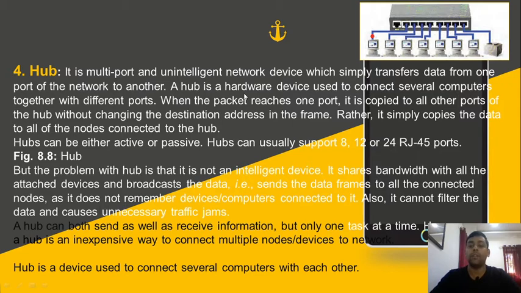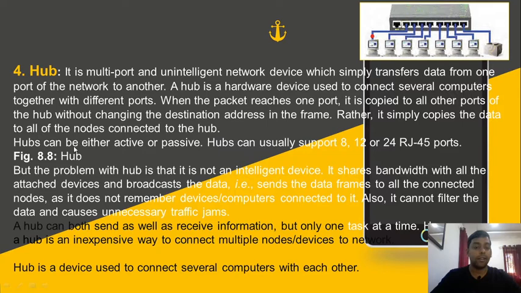A hub is a hardware device used to connect several computers together with different ports. When a packet reaches one port, it is copied to all other ports of the hub. Suppose one connection comes here. What the hub does is copy the data or the address, everything, to all other ports without changing the destination address in the frame. A frame is a part of the message, the data. It simply copies the data to all the nodes connected to the hub. Actually, it doesn't do anything big. It simply copies the frame, address or data to all the nodes without even checking the destination address, right?